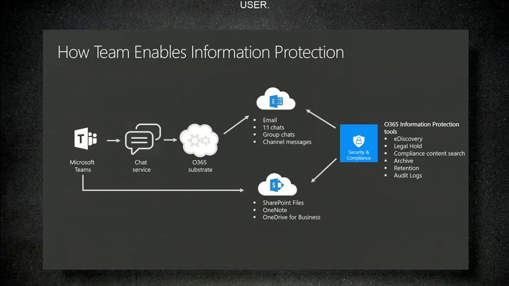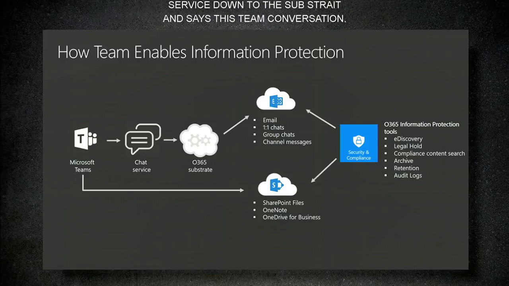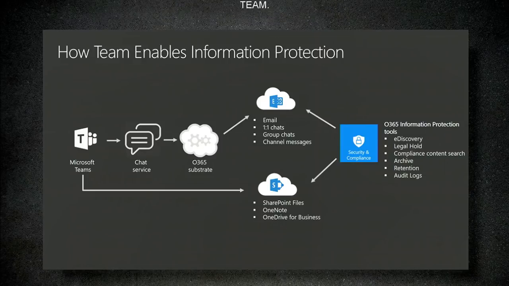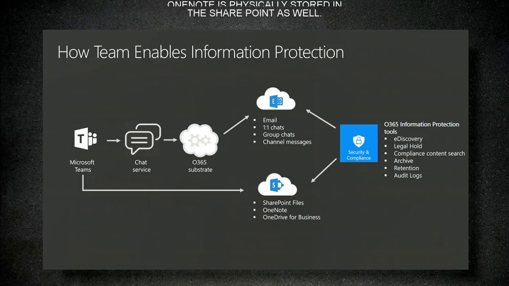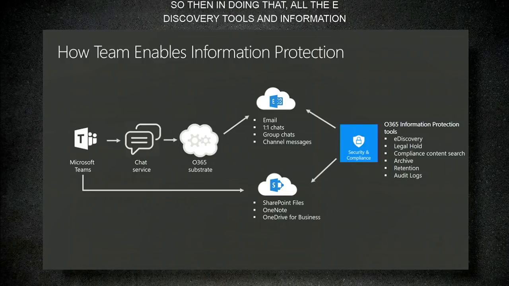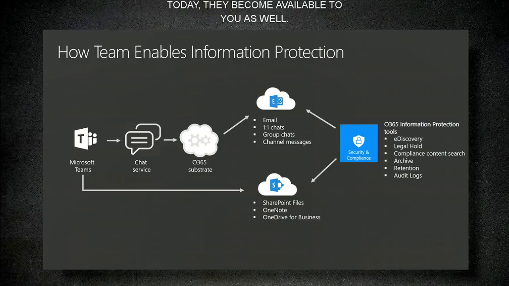If you're in a team conversation, that team conversation again goes to the chat service, down to the substrate, and will be published into a hidden folder in the group mailbox associated with that team. Files, as I mentioned earlier, are in SharePoint and OneDrive for Business, and OneNote is physically stored in SharePoint as well. In doing that, all the e-discovery tools and the information protection that you might be using with Exchange today become available to you as well. So e-discovery works the same way: just like you're doing e-discovery on email, you're now able to do e-discovery against Teams as well, or legal hold.